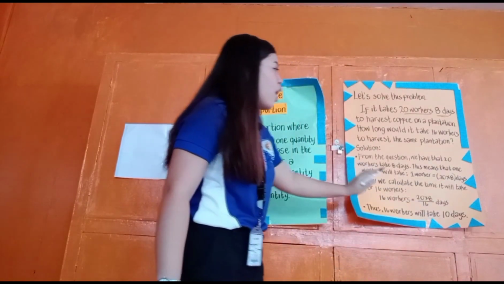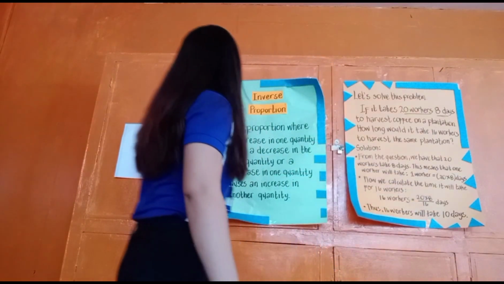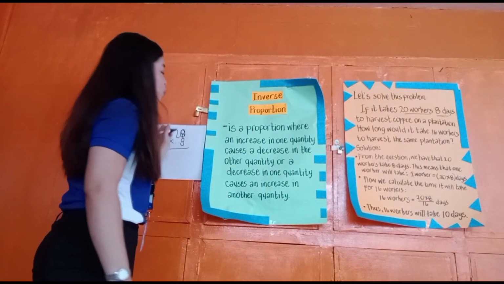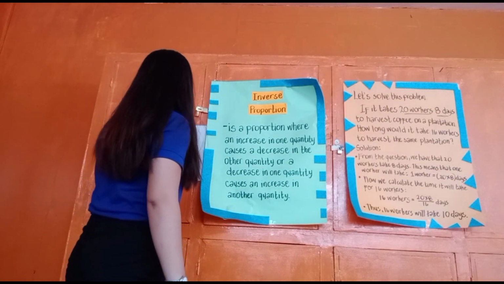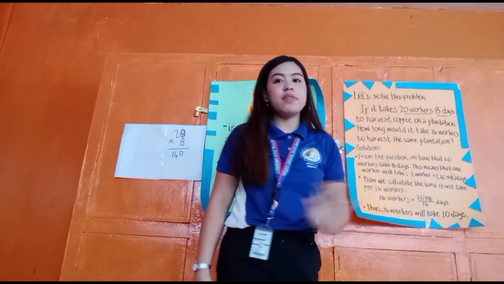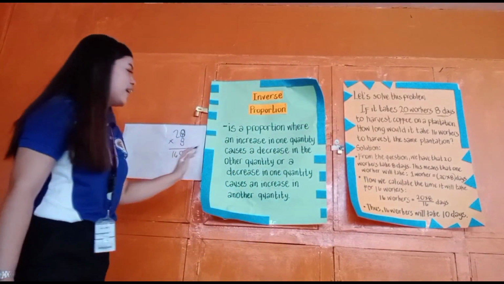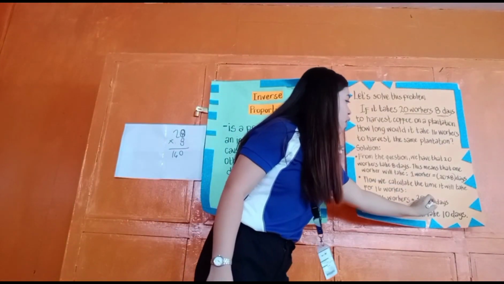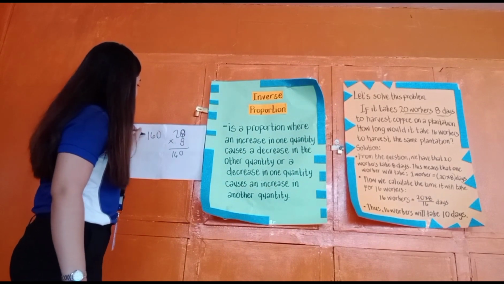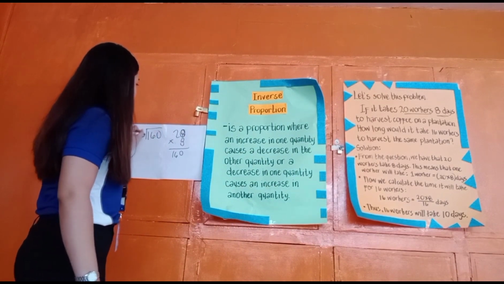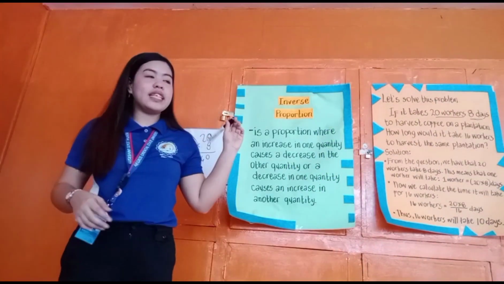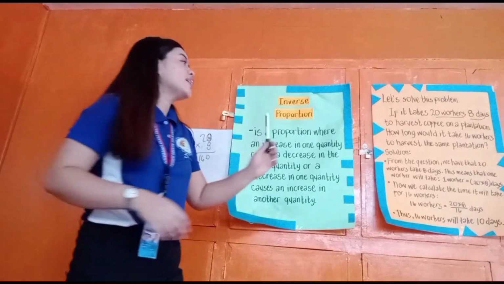Now, when we solve 20 times 8, what would be the result? 20 times 8 equals 160. Now, 160 divided by 16. What will be the answer? Very good. 160 divided by 16 is equal to 10.